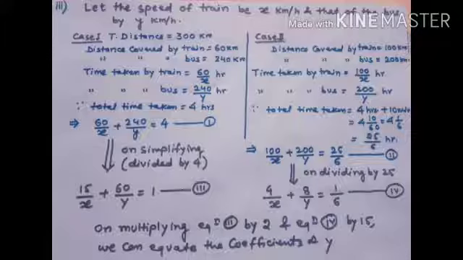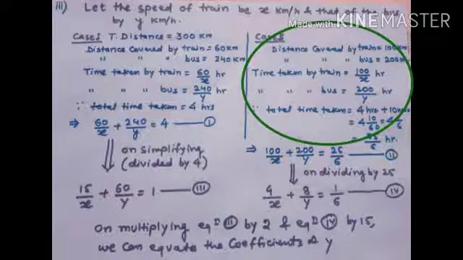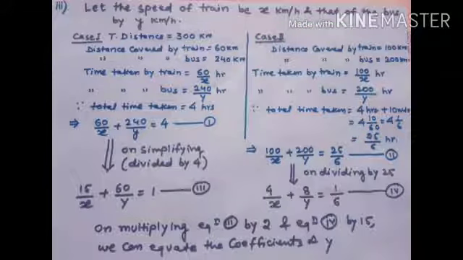Now let us discuss case 2. Distance covered by train is 100 km as it is given in the question, and similarly the distance covered by the bus will be 200 km. Time taken by train will be equal to 100 divided by x, and the time taken by the bus is 200 by y hour. Now it is given in the question that she takes 10 minutes more in traveling than she took in the first case. So the total time taken will be 4 hours plus 10 minutes extra. So that will be finally 25 divided by 6 hours, as you can see on the screen.